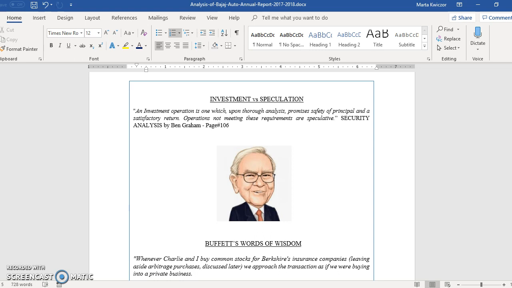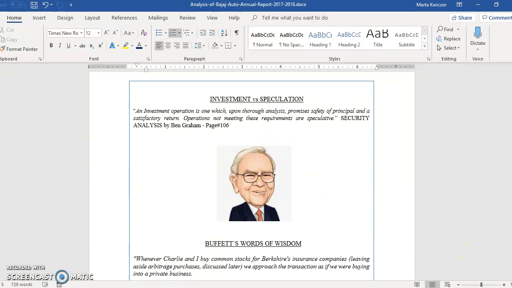But investment is something totally different. In that book they have said that an investment operation is one upon which thorough analysis promises safety of principal and a satisfactory return. That means safety is more important here. The principal is safe, and then you get a satisfactory return based on the risk you're taking. Operations not meeting these requirements are speculative. One needs to remember this all the time. Whenever you're doing investment analysis, trying to figure out if that company is the right investment for you, you need to understand the difference between investment and speculation. Many times people speculate but they think they are investing.